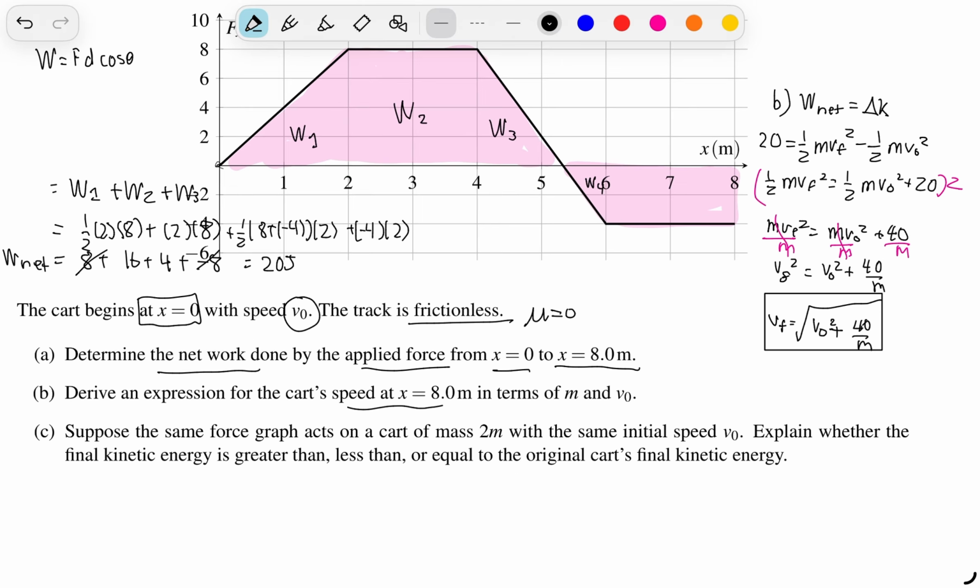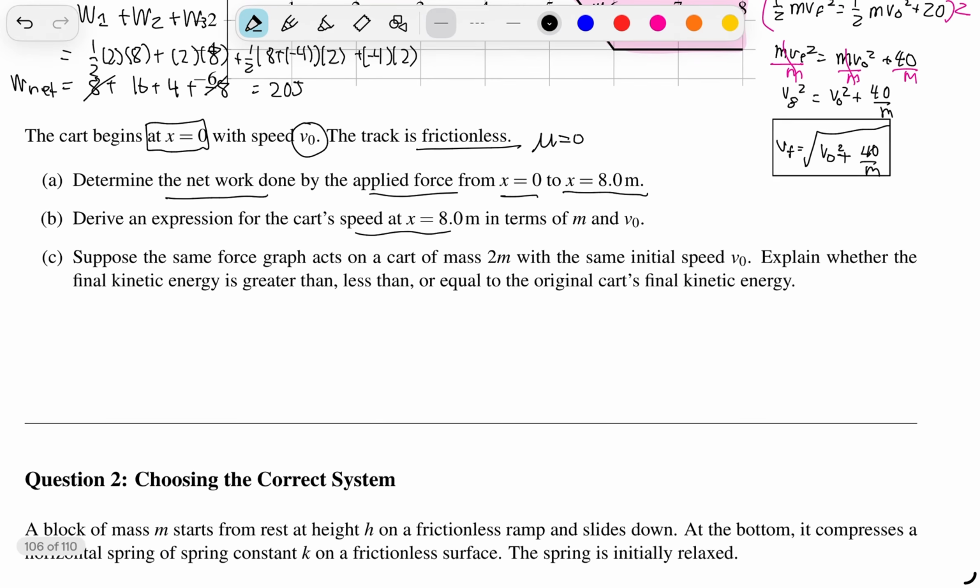For part C, we were asked, suppose the same force graph acts on a cart of mass 2m with the same initial speed v initial. Explain whether the final kinetic energy is greater than, less than, or equal to the original cart's final energy.